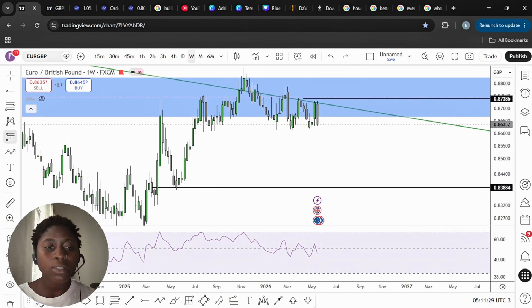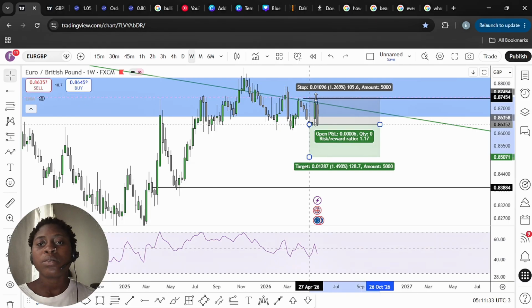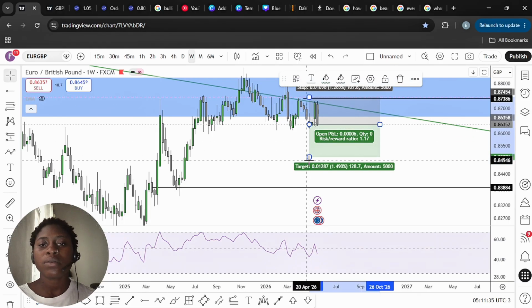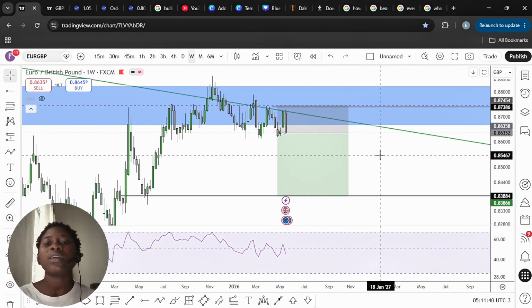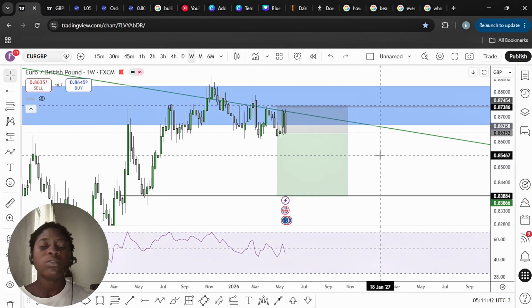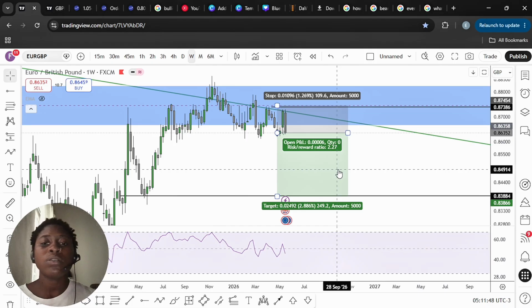We can place a sell order here, and my stop loss just right there. I take profit here. So this would be a clean 1:2.27 ratio, and you'll be making about 2.9% on your trading account.